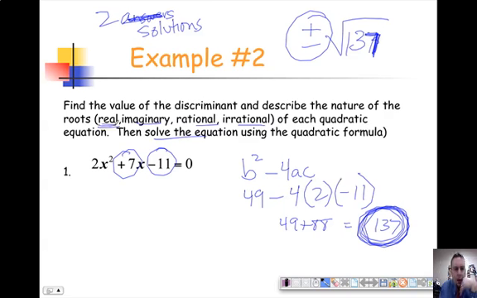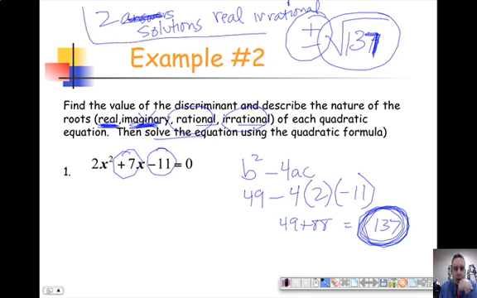Do you think they'll be real? Do you think they'll be imaginary? No, because it's not negative 137, right? So that's out. So it's definitely real. So they're real. But they're either going to be rational or irrational. Well, look at the number, 137. Does that look like a perfect square to you? No. So you're going to be left with a root of a weird number, which means it's going to be irrational. That's how you figure this out.